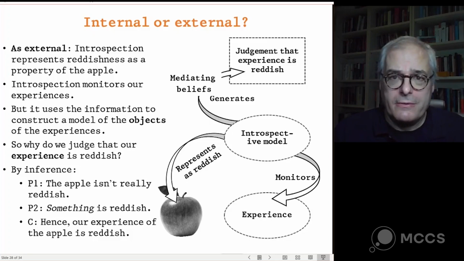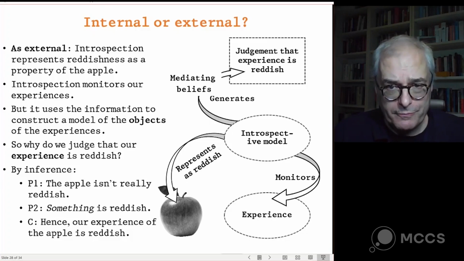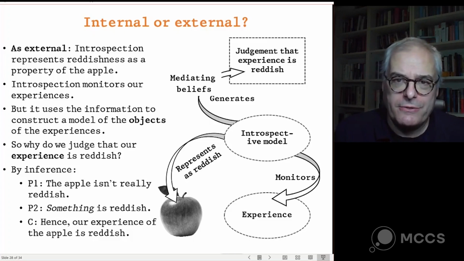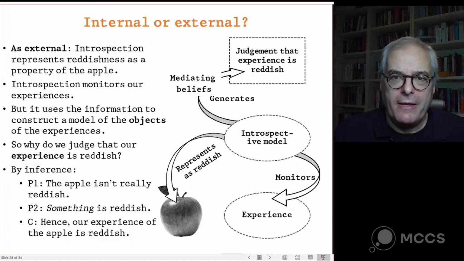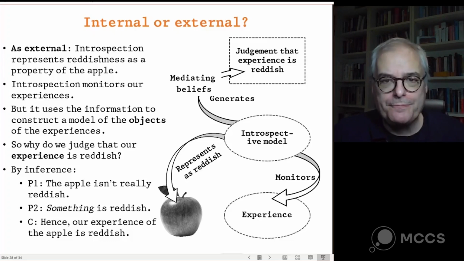So we arrive at the judgment that our experience is reddish, by way of a bunch of mediating beliefs, including scientific theories about the nature of perception and so on. Right, so there's another, if you like, another dimension to illusionist theory, another choice point for illusionist theorists, how they're going to think about the represented location of phenomenal properties. Okay.